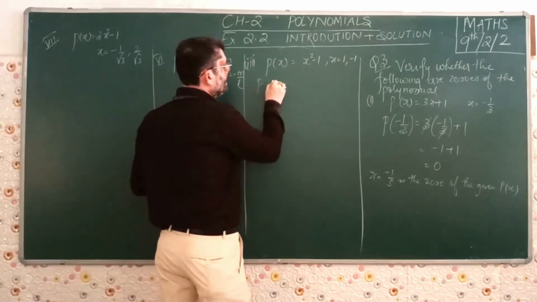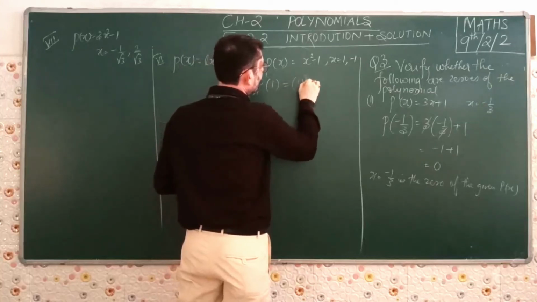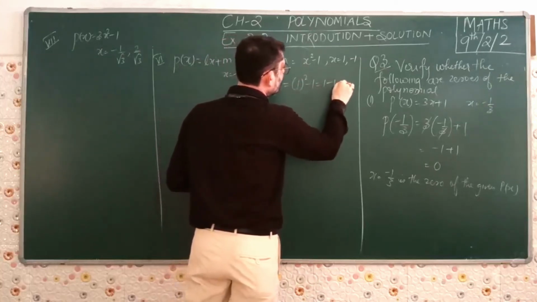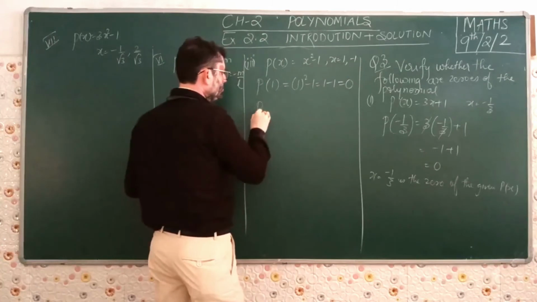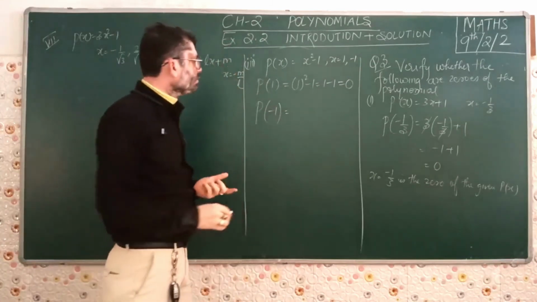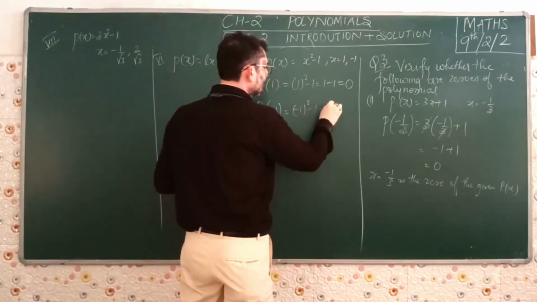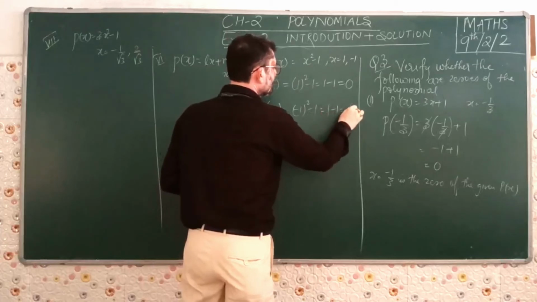First of all, at x is equal to 1, that means p of 1 is 1 square minus 1, which is 1 minus 1 is equal to 0. Then let us move on to p of minus 1. In place of x we will be substituting minus 1. So minus 1 square minus 1. Minus 1 square is plus 1, minus 1 is equal to 0.